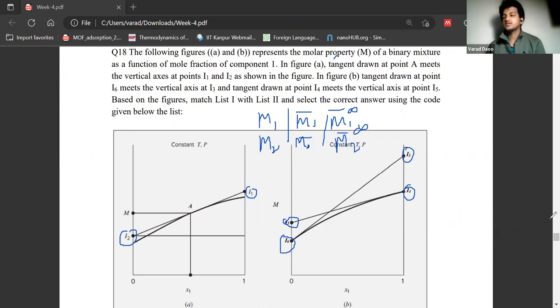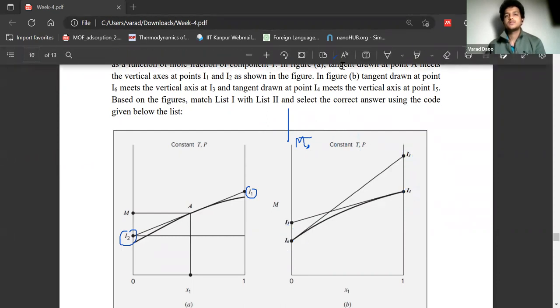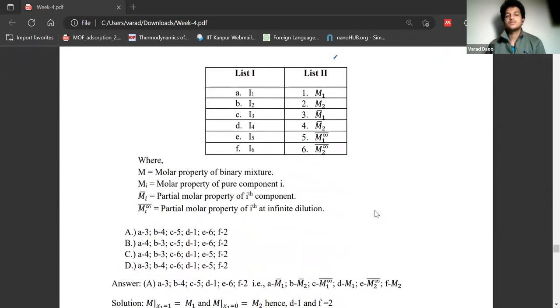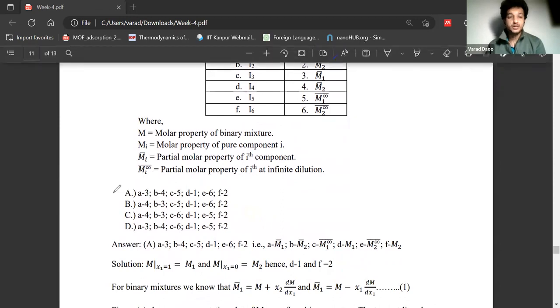Okay, anybody got any answer? The correct answer is option A, right?